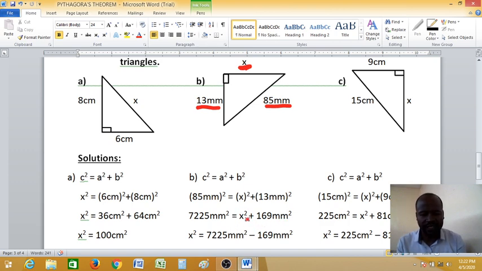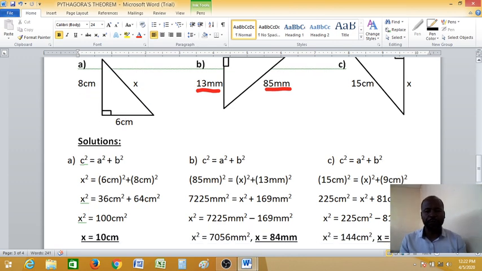Now to find the value of x, what we are going to do is collect like terms. That means if we have numbers, we write those numbers to the same side of the equation and variables to the same side of the equation. So as you can see here, we have x squared. So leave x squared as it is, and then switch this 169 square millimeter. That means collecting like terms together. So take this 169 square millimeter to this side. So we'll have what?